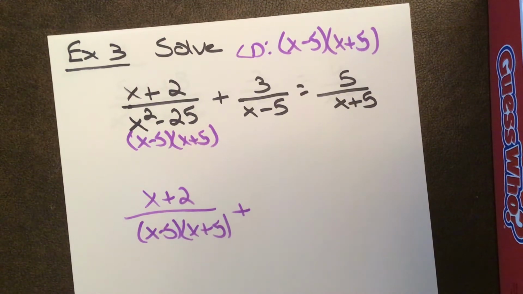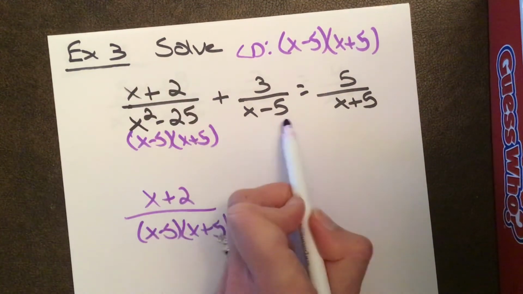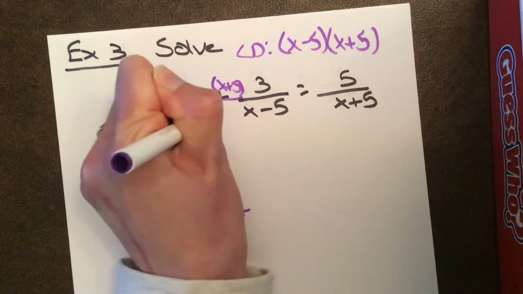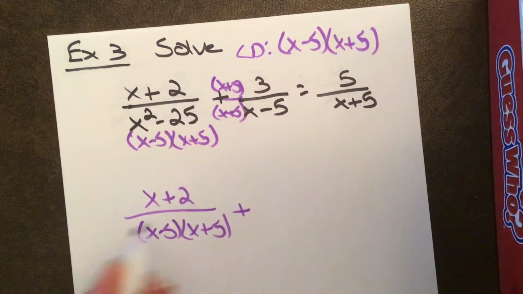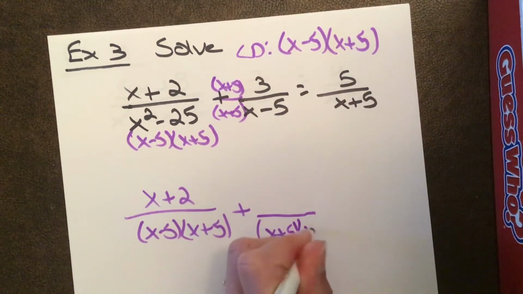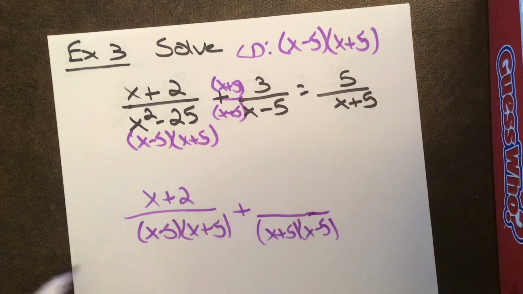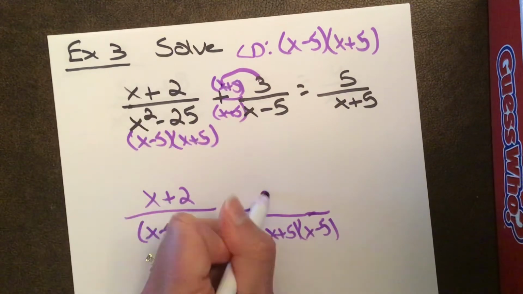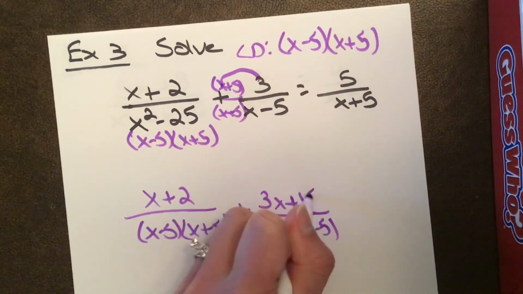And then this guy is going to need to be multiplied. He has x − 5, but he does not have x + 5. So I'm going to multiply him by (x + 5)/(x + 5). Okay, denominator, I'm leaving factored. And then the numerator, I'm going to multiply out, so I'm going to have to distribute that 3. So this is going to become 3x + 15.